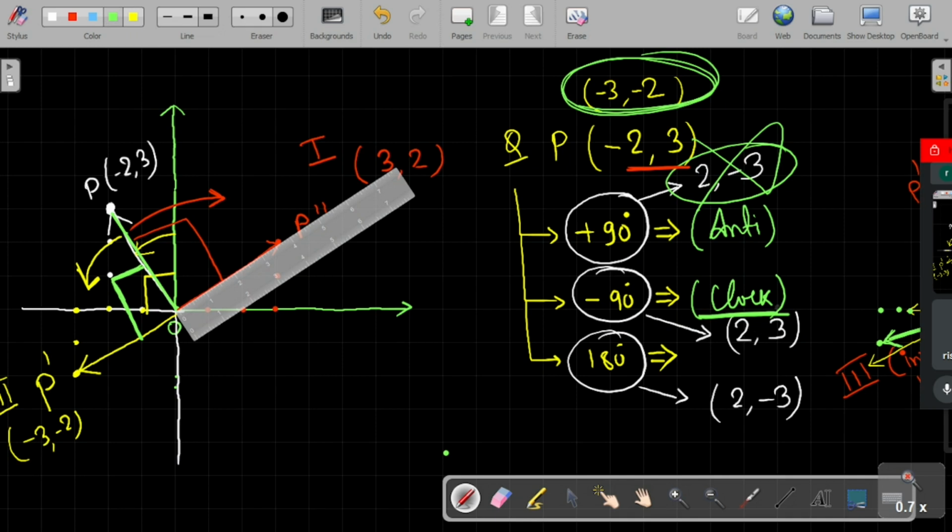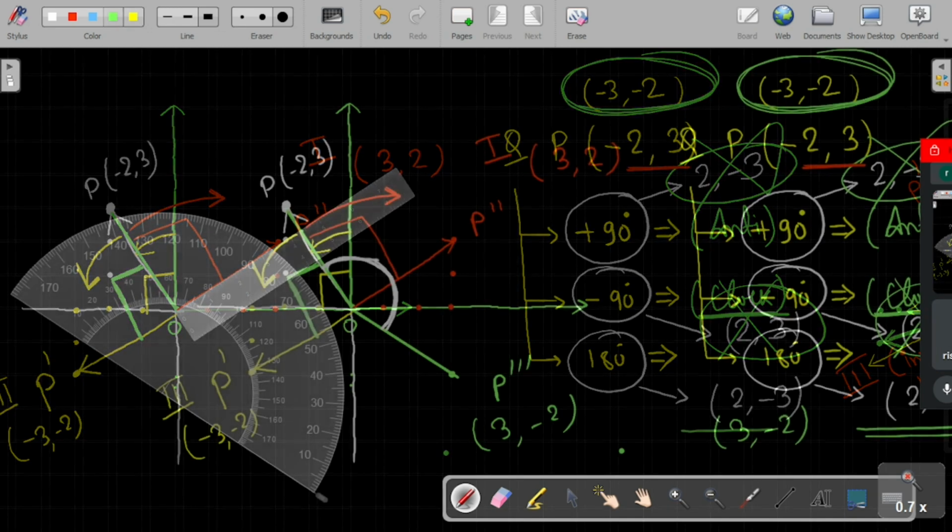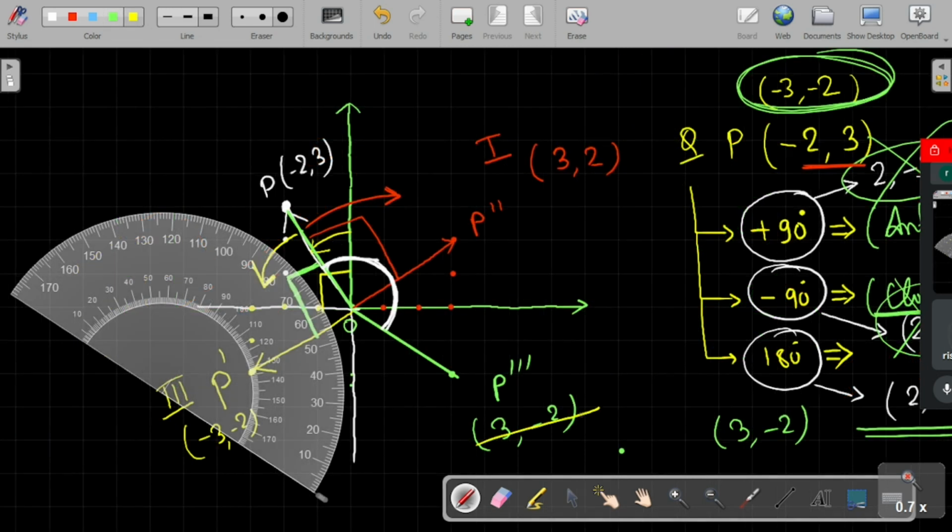Your second answer was also incorrect. See, you have told me 2 comma 3. Why? Sir, I forgot to swap the X and the Y. Okay, overall your second answer was also incorrect, right? Just exchange the sign. Last time I told you to just change the sign. It should be 2 comma minus 3. Just exchange the sign only, isn't it?